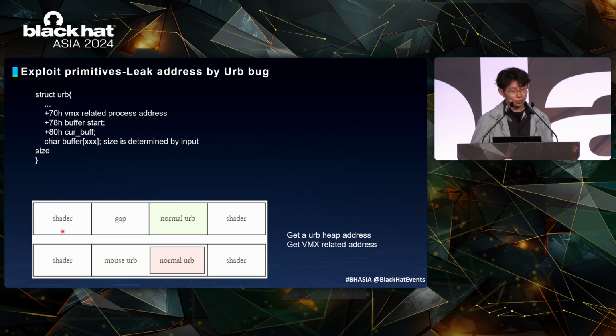In this picture, we use the SVGA shader structure to do heap spray. And we leave a gap for the normal URB structure and put a gap in front of the normal URB. Then we free the normal URB and the gap structure. So they will merge. After that, we apply for the mouse URB again, making it just right to apply to the merged memory. So with the leaking bug, we can leak the uninitialized memory of the mouse URB. So we can leak the normal URB structure's data. Then we can get a URB heap related address by this field, and a VMX process related address by this field.